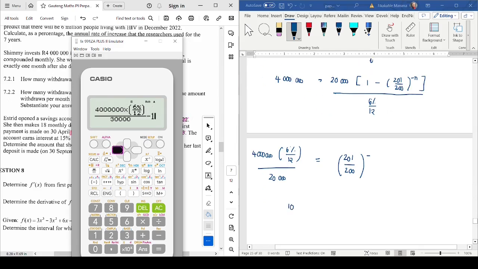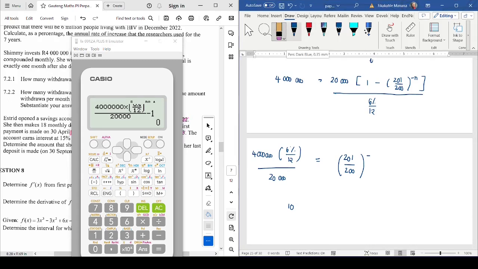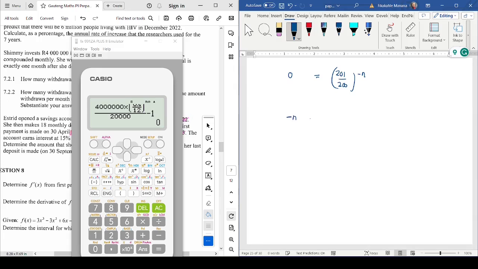Okay, now let's go back. The only difference now is that we have 20,000. So now we have 0. Okay, remember all of this is subtracted by 1. Now we have 0 on the other side, which changes things. If we have 0 there, and we have 201 over 200, and we try to use logs, negative n is equal to log base 201 over 200 of 0. What would that give us?